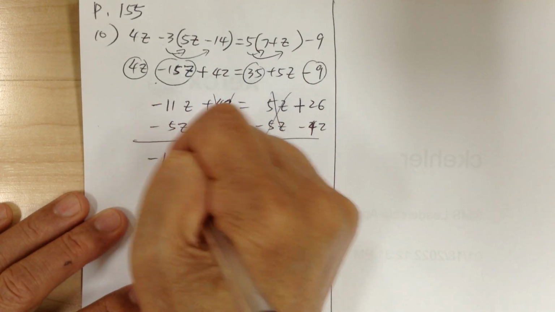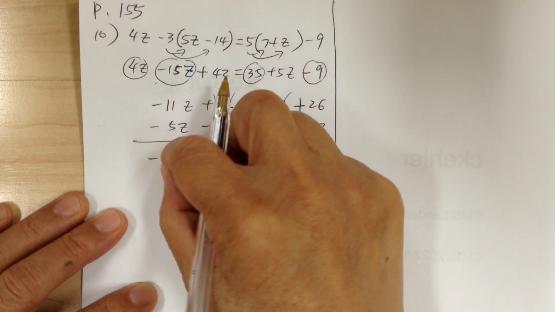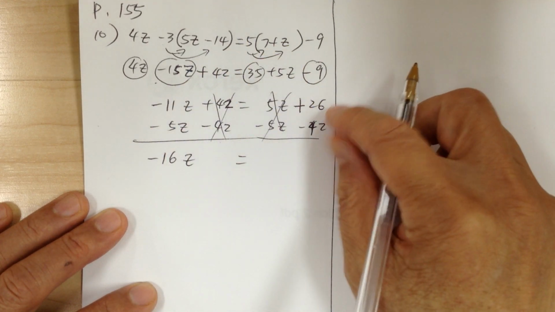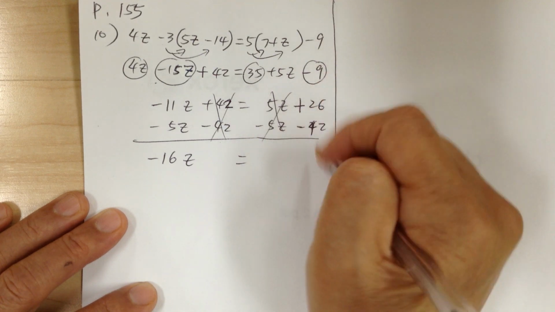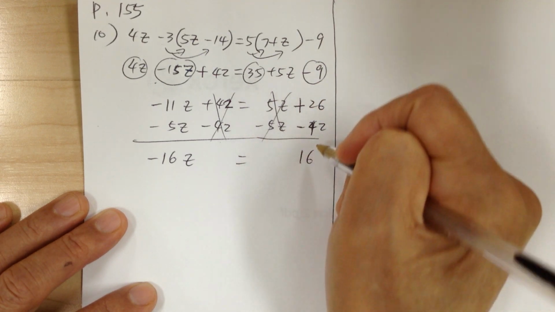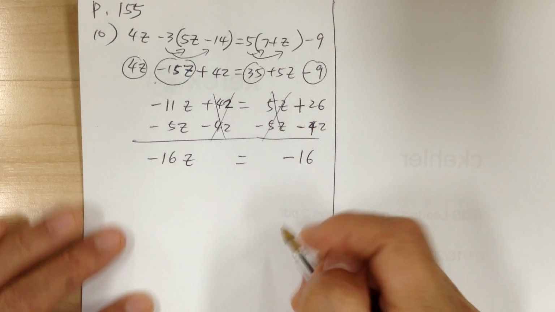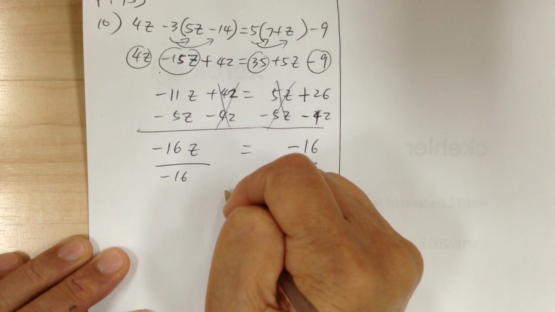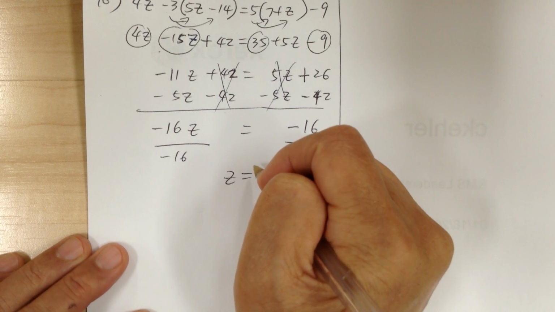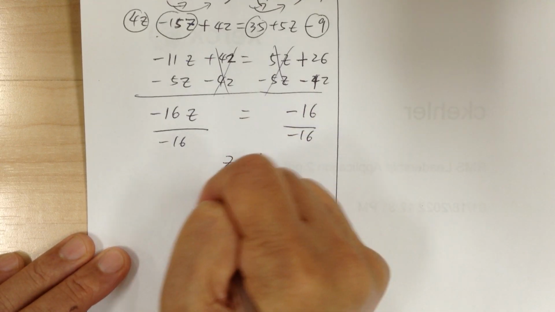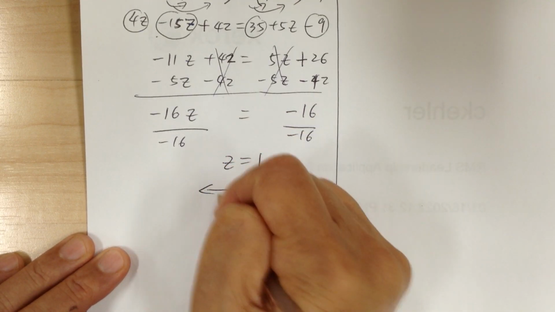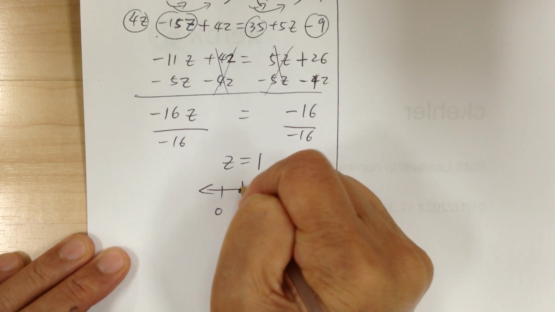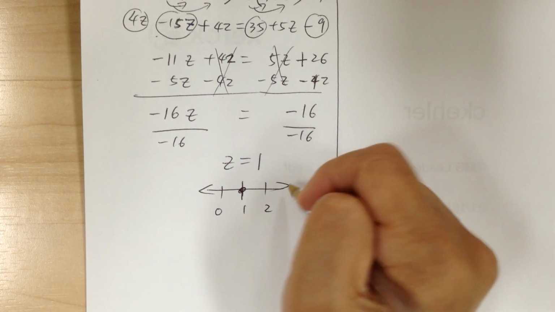So I get negative 16z. Same sign, you add the numbers together. Opposite sign, you have to subtract the numbers. So you're going to get 16, and it's going to be negative. Divide both sides by negative 16. So you get z equal to 1. And when you graph, it'll be 1, 2, and 0, and put a dot right over here. Okay, and that's it.